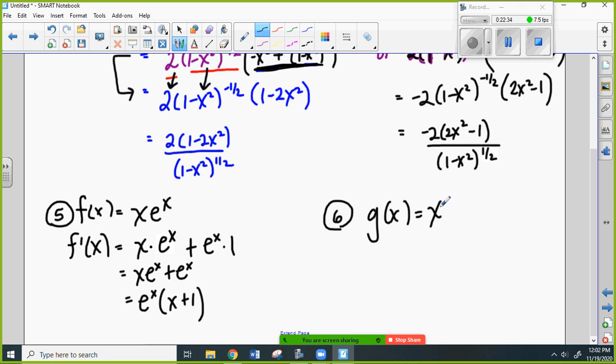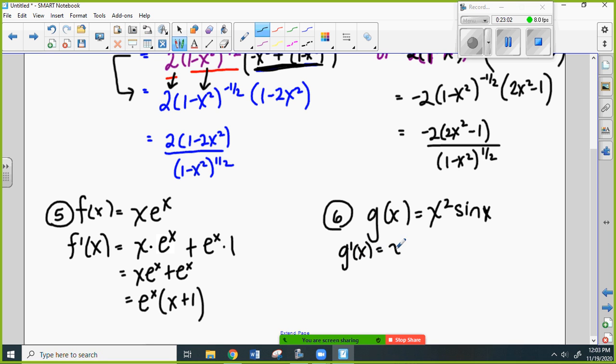All right, let me give you one with a trig function in it. Okay, again, we have multiplication of two things that have x's in them. And so that's how we know that this is a product rule, because there's two different x's in the problem. Okay?